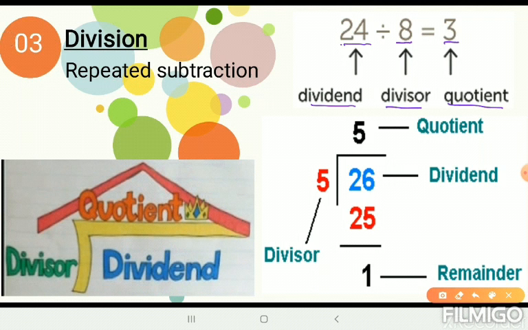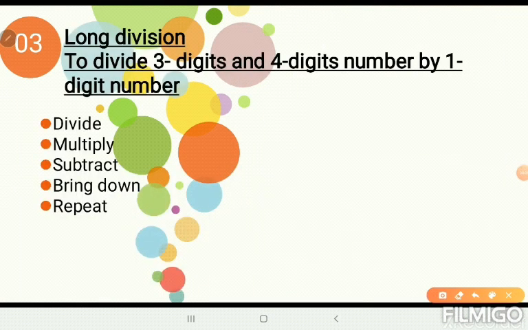When we are dividing in long division form, this 5 is our divisor, which we write like this. This 5 is the divisor, and this one is the quotient which you got as the answer. This is the dividend which you are dividing, and after dividing, sometimes some number remains, that is known as the remainder. We are going to see long division. What are the steps followed in long division?